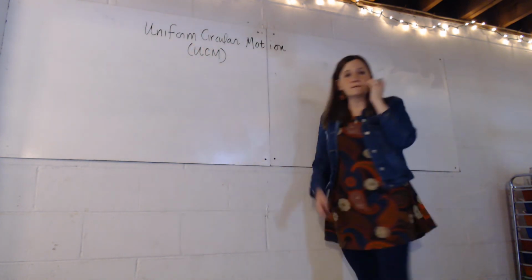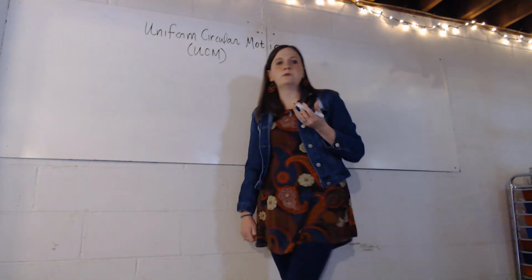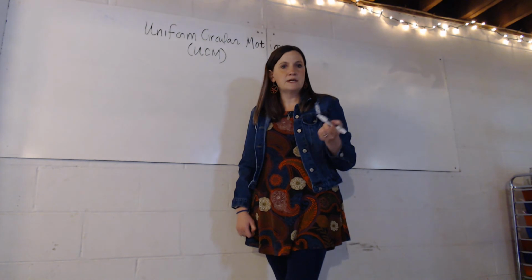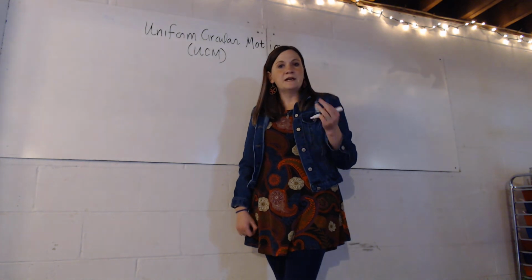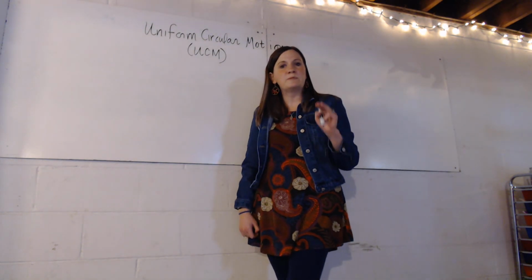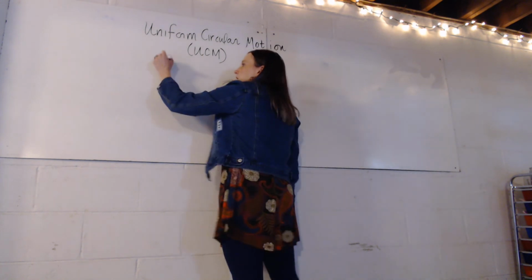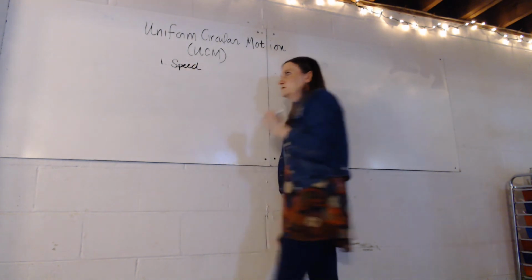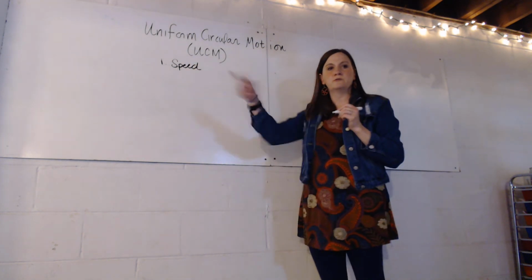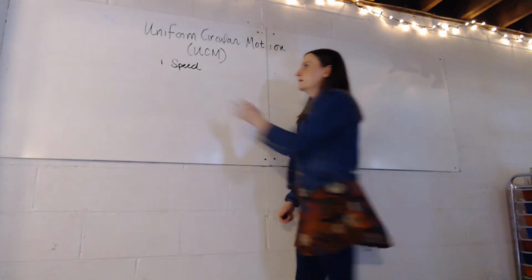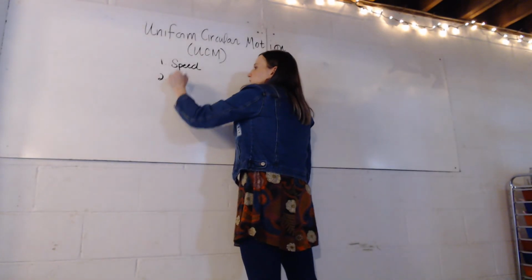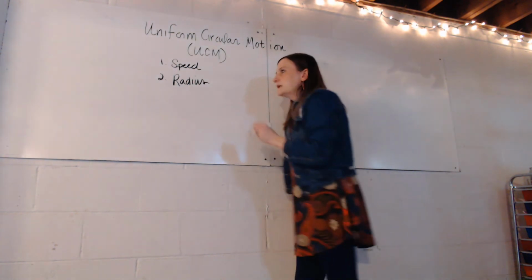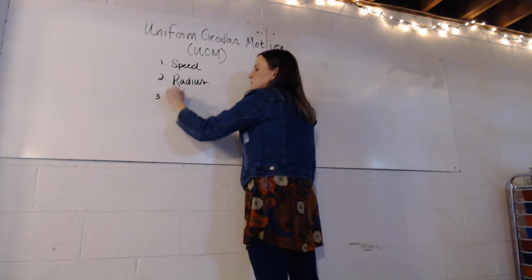When something is in uniform circular motion, that means that it is rotating with a constant radius, a constant speed, and a constant acceleration, which is centripetal only. So you have three things that are constant. You have a constant speed. Now your velocity is always changing because your direction is changing, but your rate of rotation stays the same. So you have a constant speed, a constant radius, and a constant centripetal acceleration.